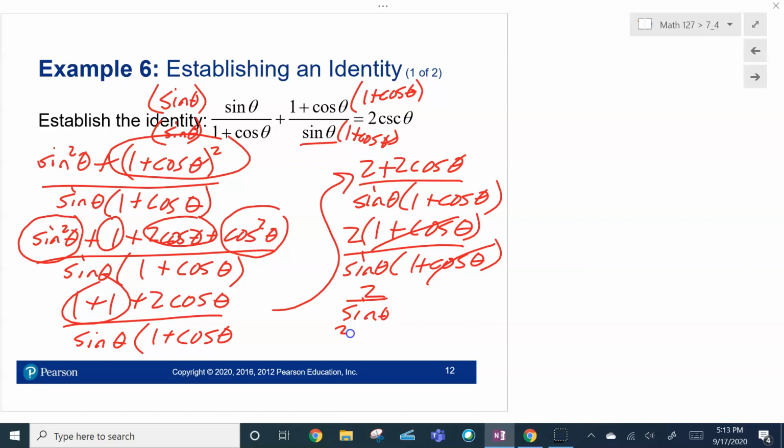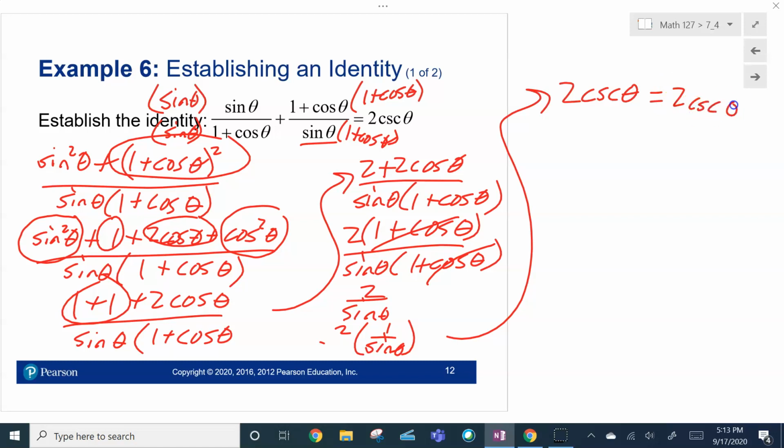In other words, 2 times 1 over sine. In other words, 2 cosecant of theta. Okay? Just established that identity. Beautiful.